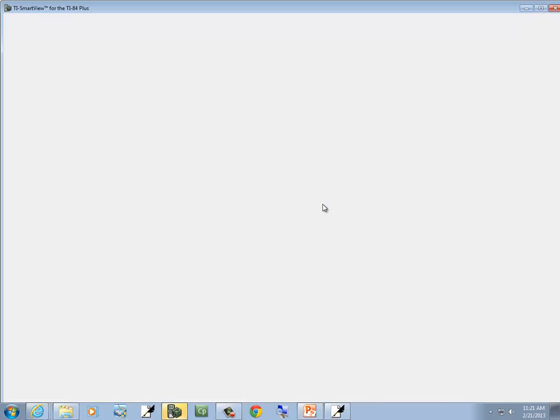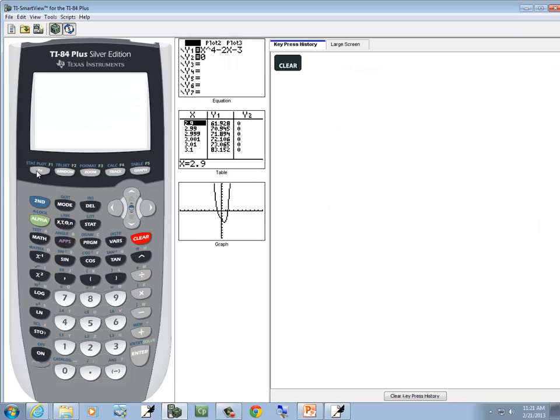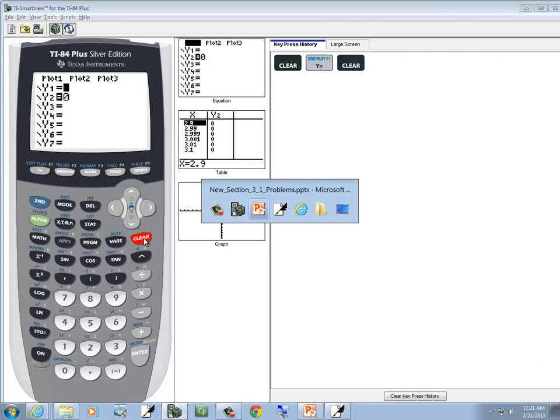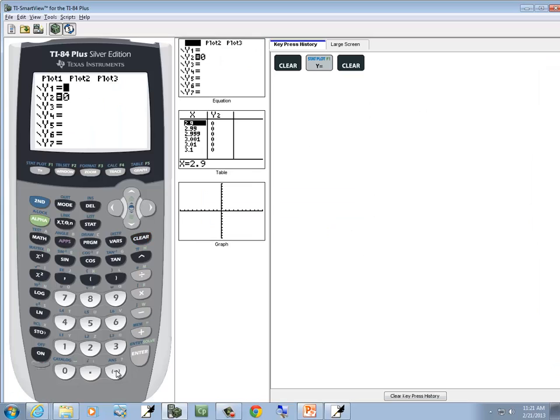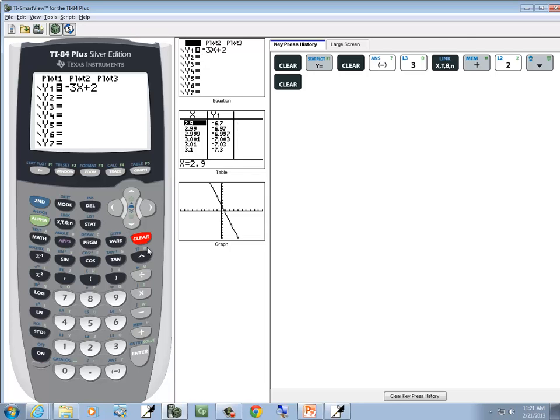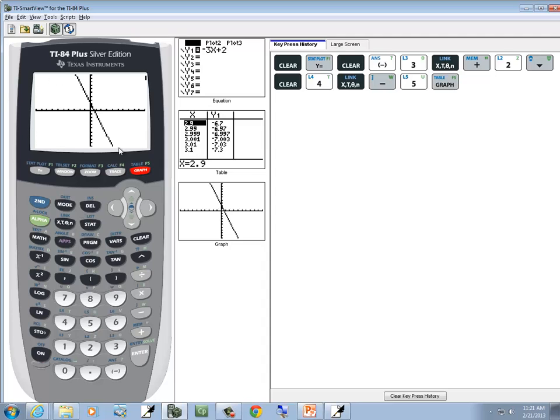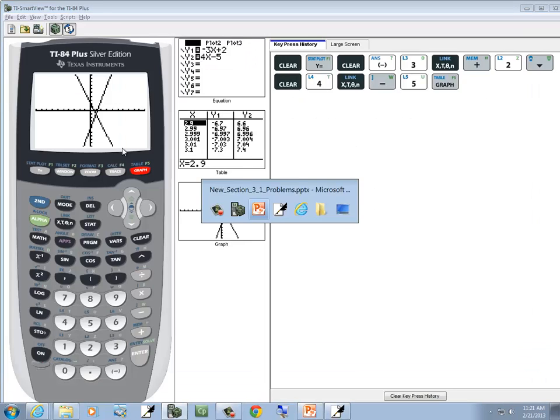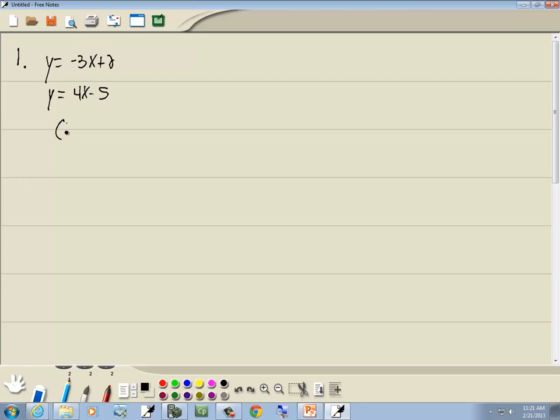So let's plug this in. I'll press y equals, press clear. Put in negative 3x plus 2. Down arrow to y2, and I'll press clear to clear out whatever's in there. And we want to put 4x minus 5. Now if I press graph, you look to see where they intersect, and it looks like 1, negative 1. So our answer here would be 1, negative 1.